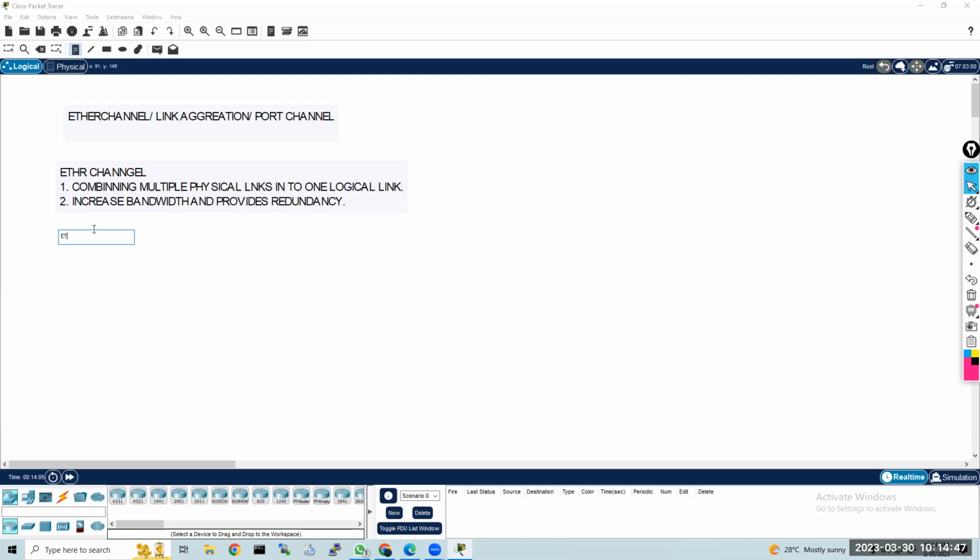Then Ether channel configuration. How are we going to configure? So what is this aggregation? Link aggregation or port aggregation. You wrote aggregation there. Let me write it down. Link aggregation. It's correct, na?